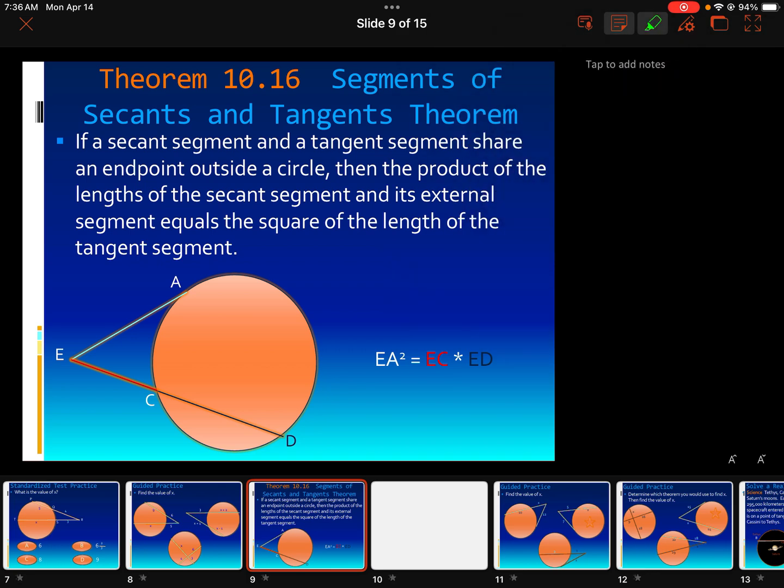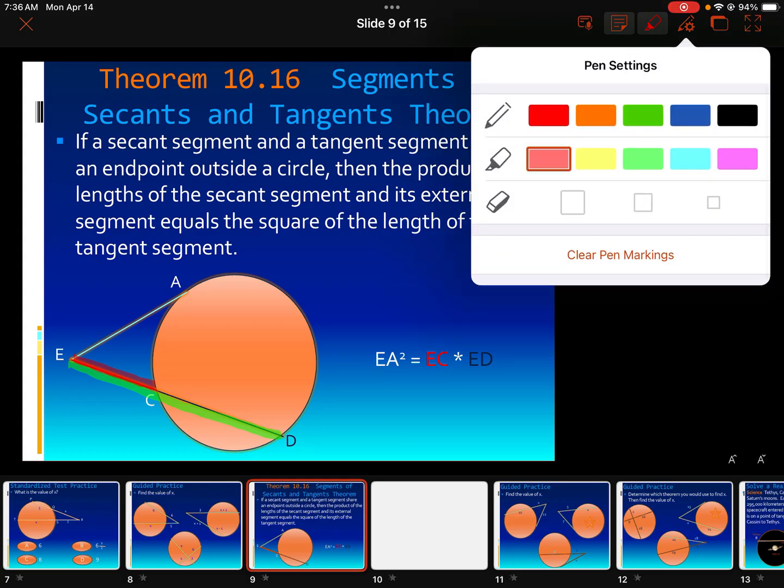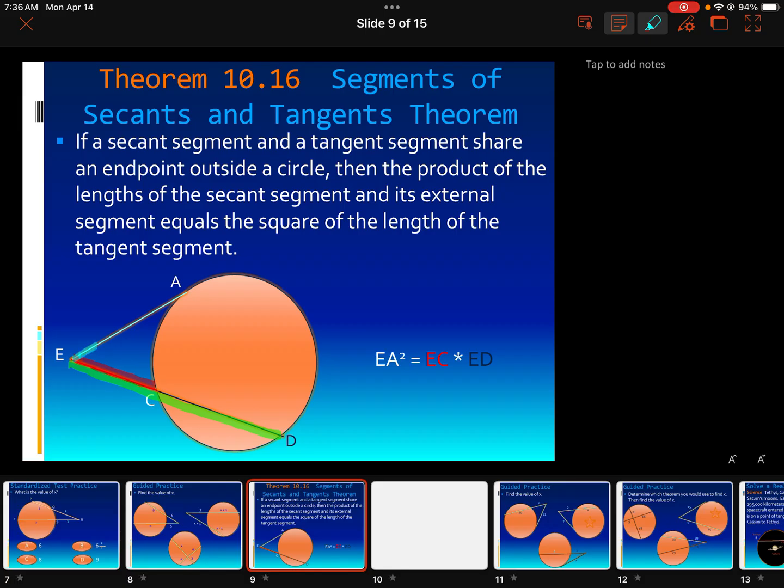So a little bit different here. We do have a secant segment, which we've seen before, and that secant segment has an external piece. Take the green times the red, and you're going to set it equal to the blue squared on the other side. Since we only have a tangent on that side, there's no chord and there's no secant. It's just a tangent.